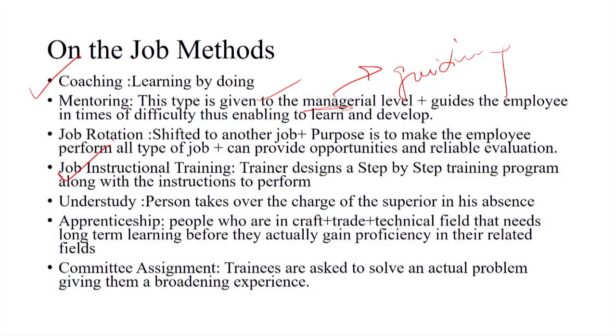Then, in the case of on the job, the next one happens to be the JIT, that is Job Instructional Training. Under this training, basically a trainer designs a step-by-step training program, along with the instructions to perform. Once the instructions have been given to the person, he or she is expected to perform in the same manner. Firstly, the overview of the job along with the desired results is explained to the trainee, that okay, what is expected out of you, you are supposed to perform in this manner.